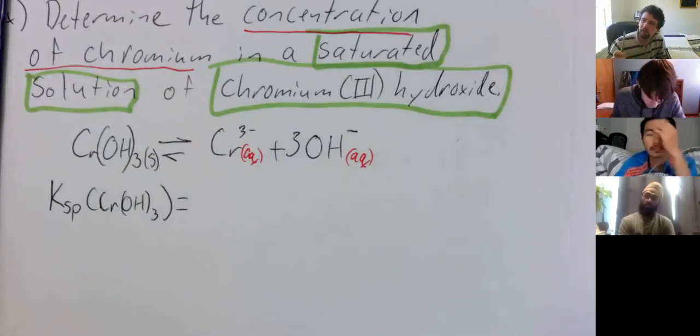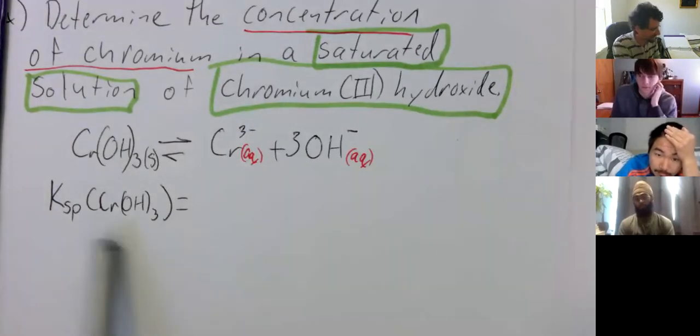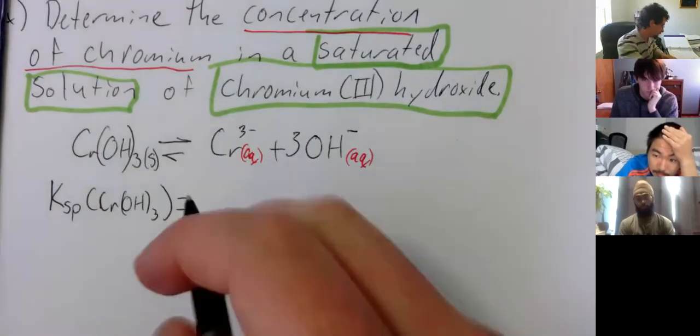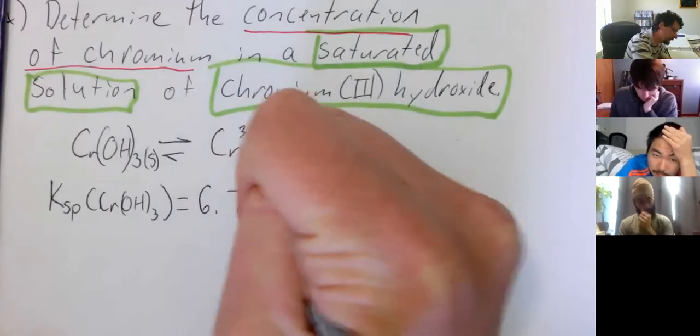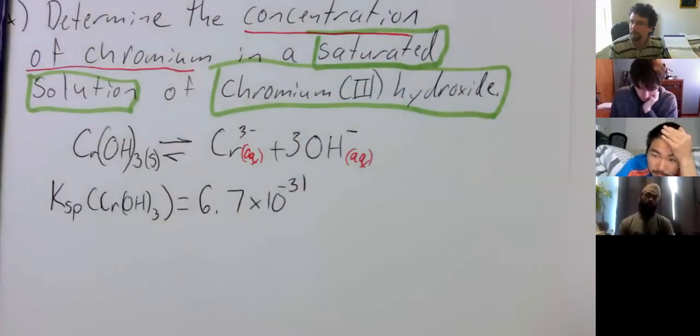Google does have some of them, but a lot of times the numbers that they spout out are incorrect. It just can't seem to figure out those chemical formulas for some reason. So I would highly suggest to either look in your book or look up a KSP table online. If we do that, I think the value is 6.7 times 10 to the minus 31. Okay, what else do we need?